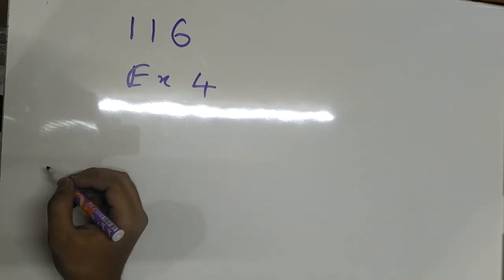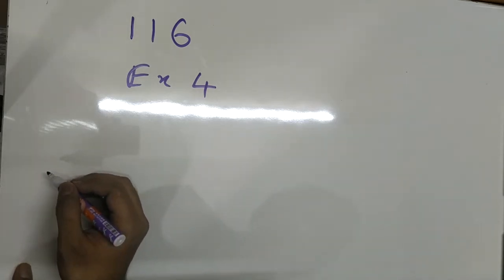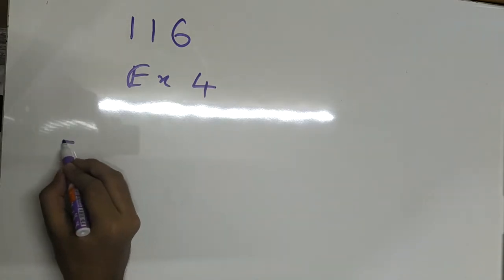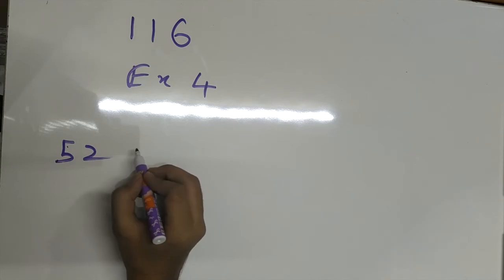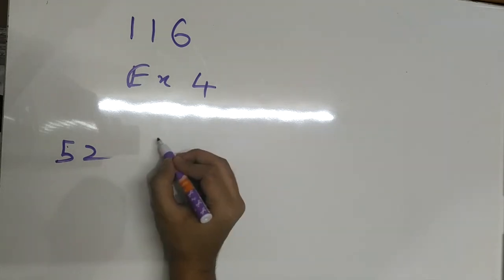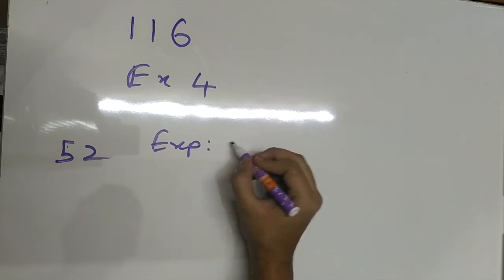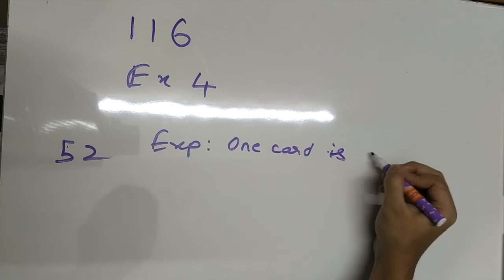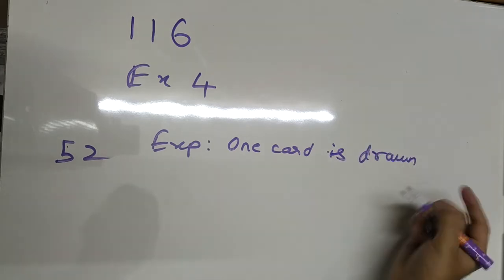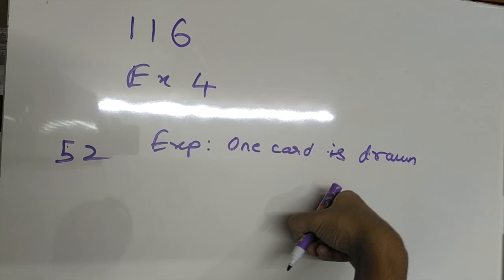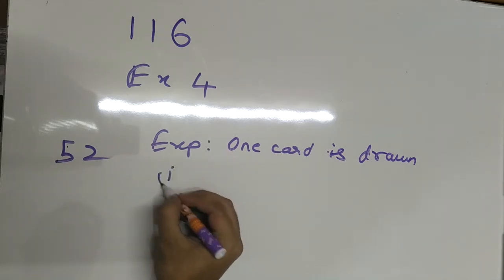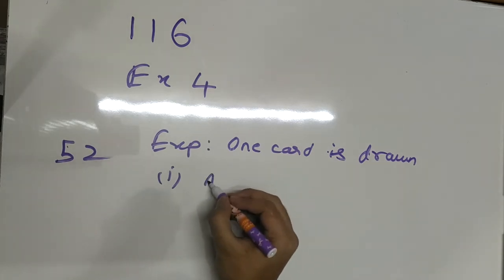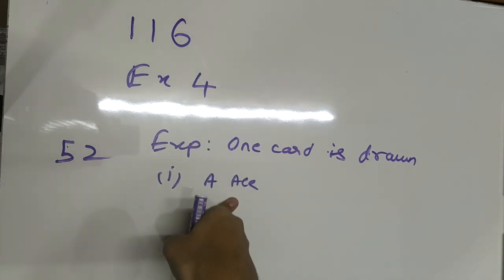What is the question? One card is drawn from a well shuffled deck of 52 cards. So I have explained to you what the deck of cards is. How many cards are there? 52. Okay, so what is the experiment here? Experiment is one card is drawn from 52 cards. That is the experiment. Now they are asking questions. So the first one is, what is the probability that the card is an ace? So this is the event.